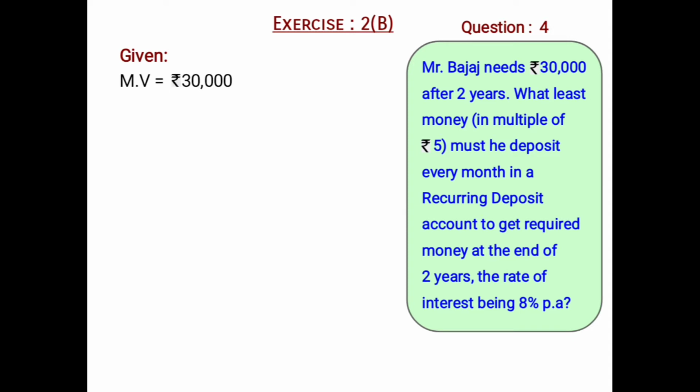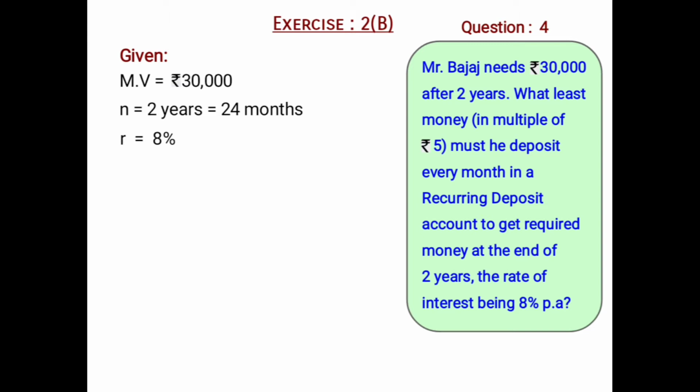Mr. Bajaj needs rupees 30,000. MV is equal to rupees 30,000 after 2 years. N is equal to 2 years, which equals 24 months. What least money in multiple of 5 must he deposit every month in a recurring deposit account to get the required money at the end of 2 years? The rate of interest being 8%. Given R is equal to 8%.